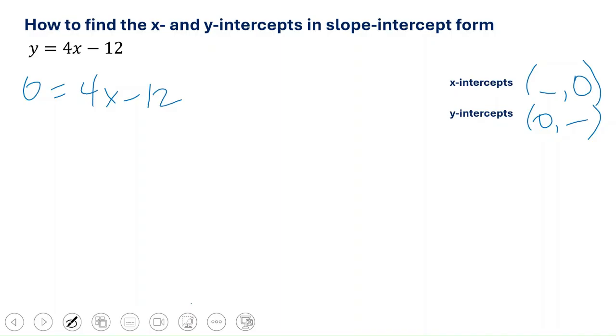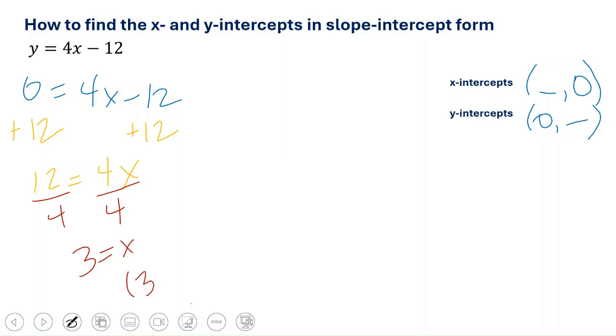So addition and subtraction, I'm going to do first. So I notice that I have 12 being subtracted on this side. To move it over, I add 12 to both sides. All right, so now I have 12 equals 4x. To isolate x, or get x by itself, I'm going to divide by 4 on both sides. So x equals 3. What that means is my x-intercept has a value of 3. So if I were to plot this point on my coordinate grid, I would have a point at (3, 0).